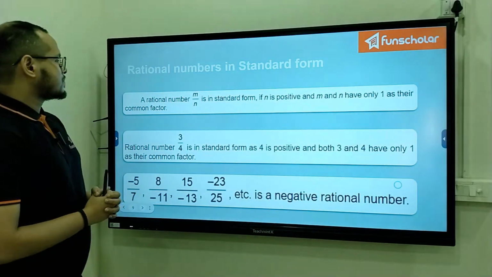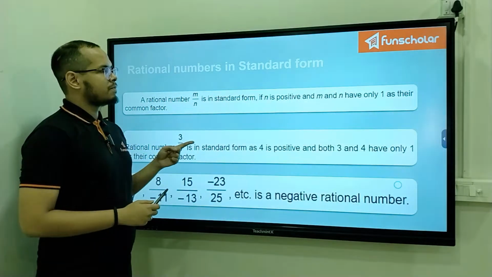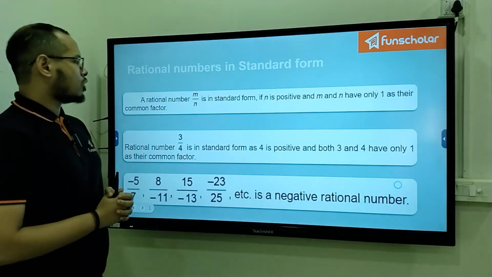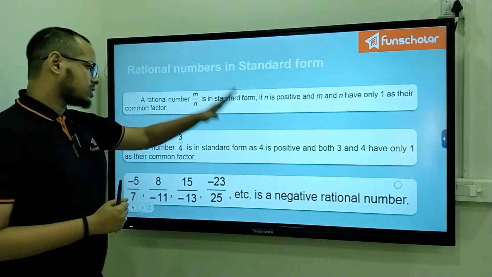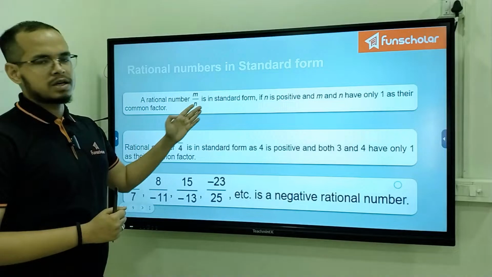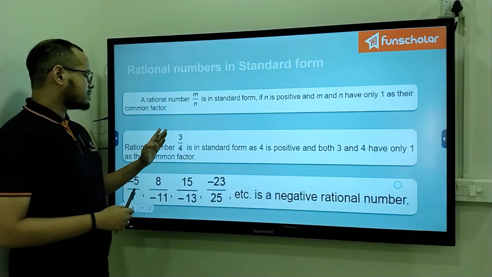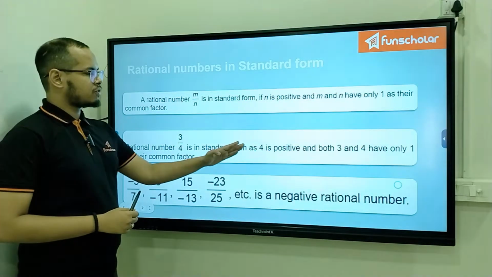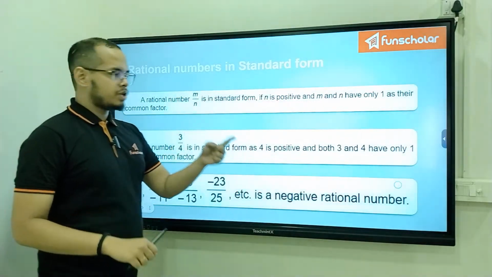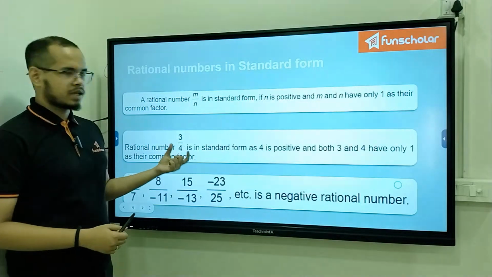Okay, a rational number m by n is in standard form if n is positive and m and n have only one as their common factor. So the simplest fraction in case of a fraction is the same as standard form in case of a rational number. Next, let's see. The rational number 3 by 4 is in standard form as 4 is positive and both 3 and 4 have only one as their common factor. So here 3 and 4 are co-prime to each other. The entire definition is nothing but that simple.